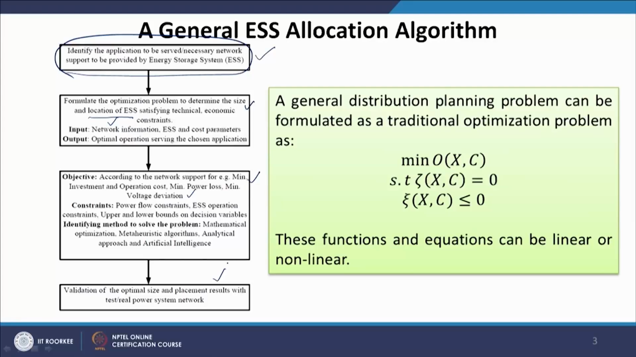A general distribution planning problem can be formulated as a traditional optimization problem as minimization subject to the following constraints. These functions or equations can be linear or non-linear. So, we know very well how to optimize a problem. However, with a battery, those additional constraints related to that device need to be included in my problem formulation.